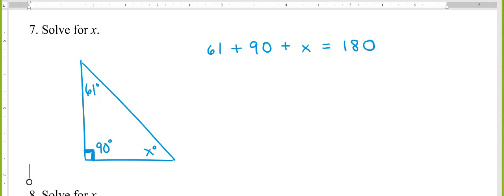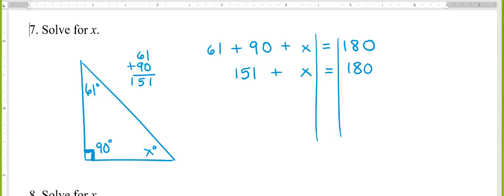Now I need to go do this. What is 61 plus 90? Good. 151 plus x equals 180.